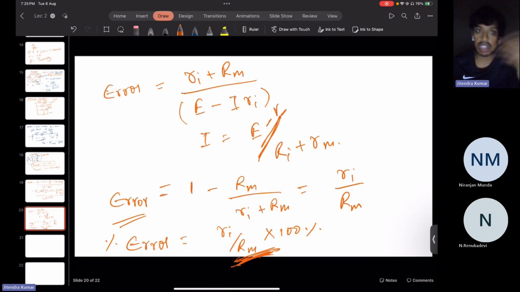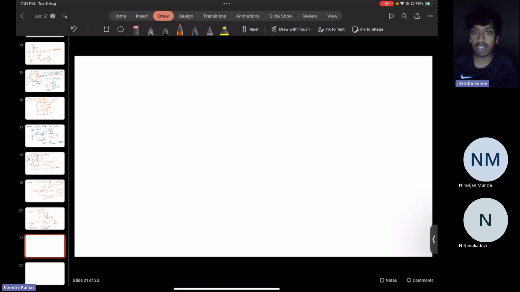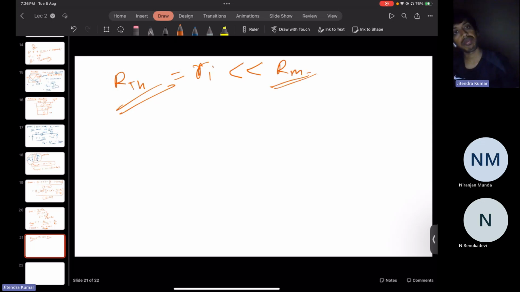And in a complex circuit, you need to calculate the Thevenin resistance. That will be the Ri of the circuit. So suppose there is a complicated circuit, you should calculate its Thevenin resistance, and this Thevenin resistance is nothing but your Ri, and it should be less than Rm. Then your voltmeter will work properly. Is there any doubt in this voltmeter? No. Great.